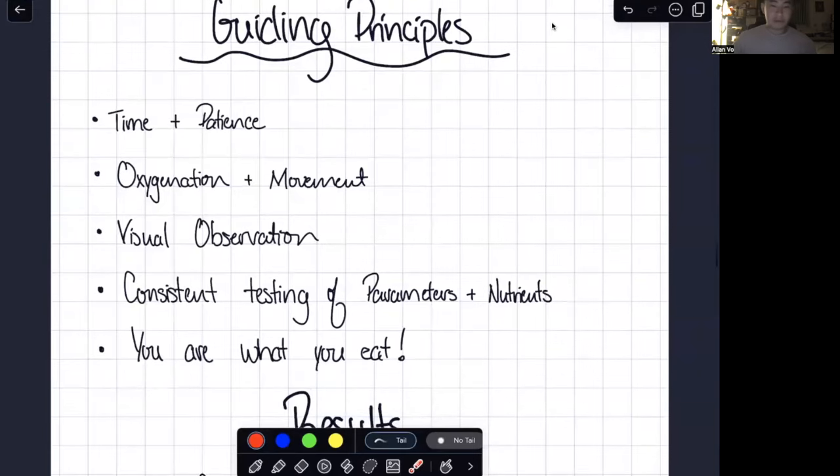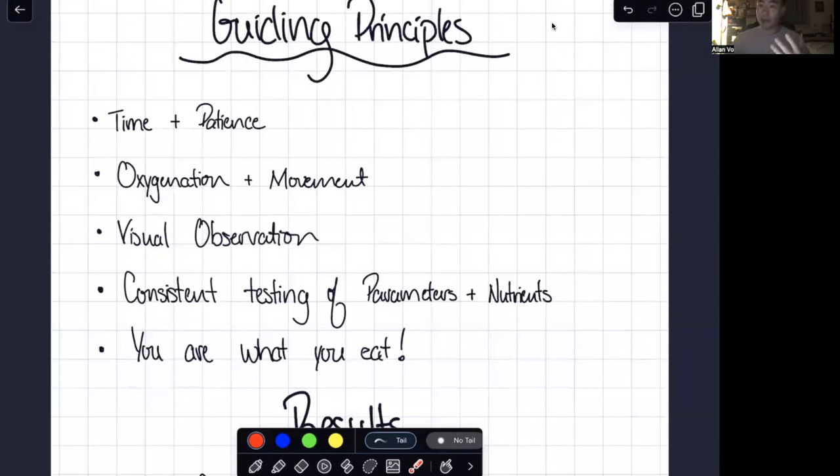Learning to visually observe and notice the changes in your culture is also pretty key. Since a lot of hobbyists don't have the tooling and resources to observe all the characteristics and changes of their concoction, we really have to boil it down to developing this sixth sense, as I like to say.